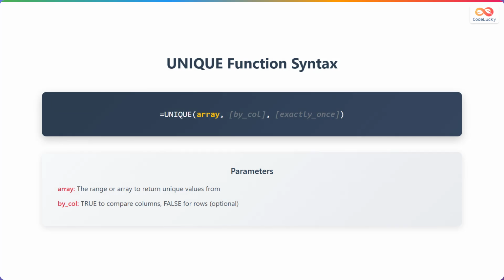Let's take a look at the syntax of the UNIQUE function. The formula is as follows: =UNIQUE(array, [by_col], [exactly_once]). The array parameter is the range or array from which you want to return unique values. The by_col parameter, which is optional, takes a value of TRUE to compare columns or FALSE to compare rows. The exactly_once parameter is also optional.